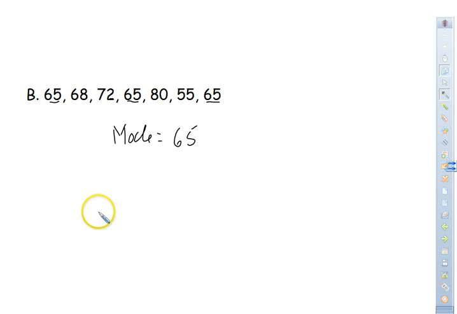The situation that we could possibly have with no mode is if I had a set of data that did not have those two 65s in it, to where each one of them occurred the same amount. So if these occurred all the same amount, in this case, they all only occur once, that would give me an answer of no mode.